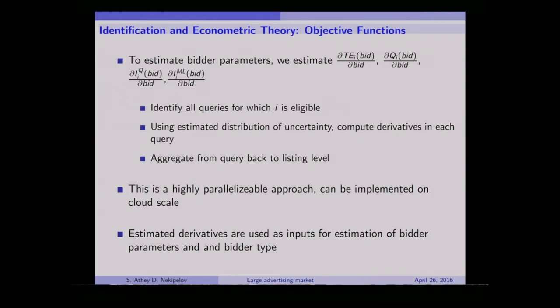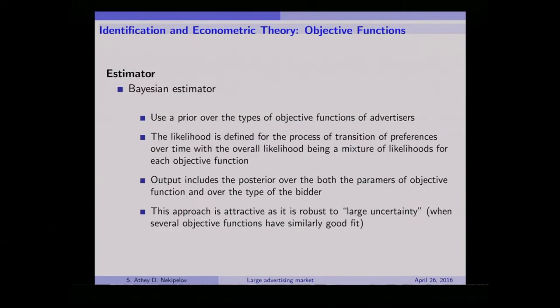And so basically we do this huge thing on the clusters, but then we can pull it off and on a server do my Bayesian estimation once I have all the derivatives. So for the Bayesian estimator, I'm going to have a prior over the types. The likelihood is defined for the process of the transition of preferences over time, and the overall likelihood is a mixture of the likelihood of the different objective functions. What I'm going to output is the posterior over both the parameters of the objective functions and the type of the bidder. And this is nice relative to, say, frequentist approaches, because I'm going to really understand some bidders well, and other bidders I'm not going to have a lot of data about, and so I'm not really going to know much about them.